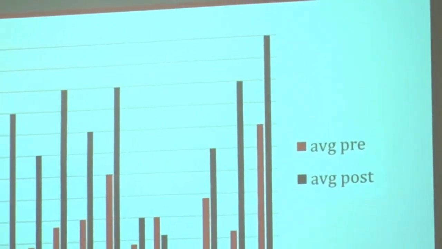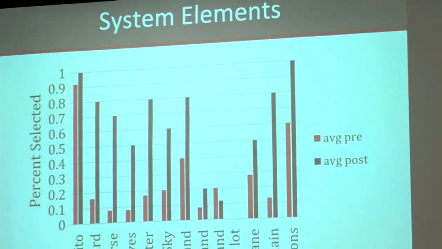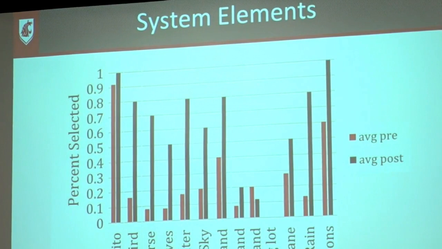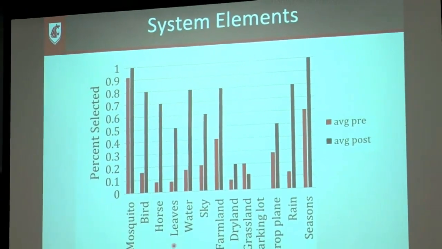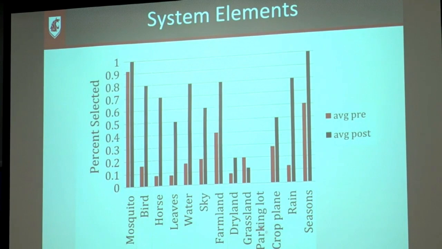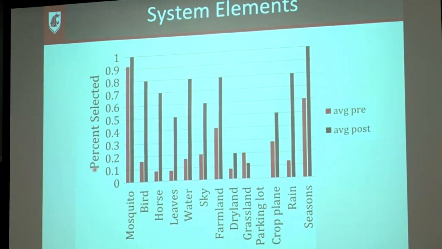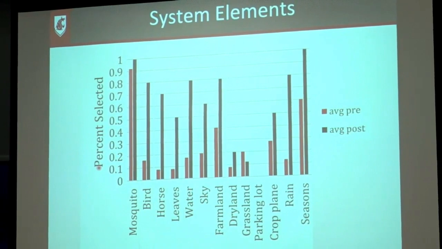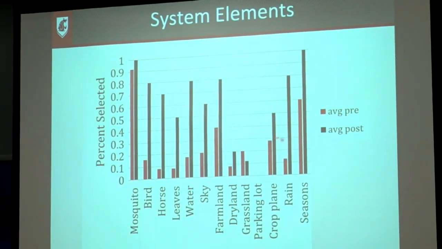So here are some data from our study. On the x-axis are variables associated with West Nile virus: mosquitoes, birds, horses, leaves, and so forth. The y-axis is the percentage of images selected for each of those categories in an image selection assessment. The assessments were done before the curricula were experienced. Those are the pre-assessments in red. And then after the curricula were experienced, those are the post-assessments in black.